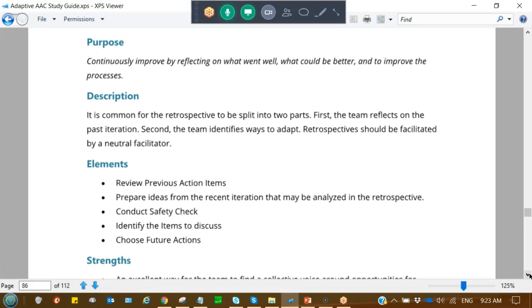Mm-hmm. Yep. One of the things that you'll find emphasized in the Agile extension is the idea that in doing retrospectives, a key component is creating trust amongst the team. And so you want to frame the retrospective precisely as this is not a bitch or blame session.